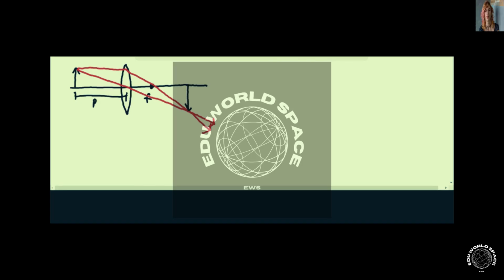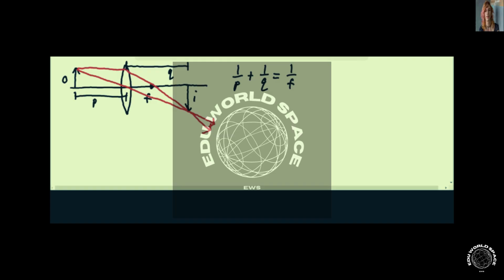Well, let's give this image a height of I and the object a height of O. And the distance between the image and the lens, we're going to set as the variable Q. We're trying to demonstrate 1 over P plus 1 over Q is equal to 1 over F. Well, how do we do that?